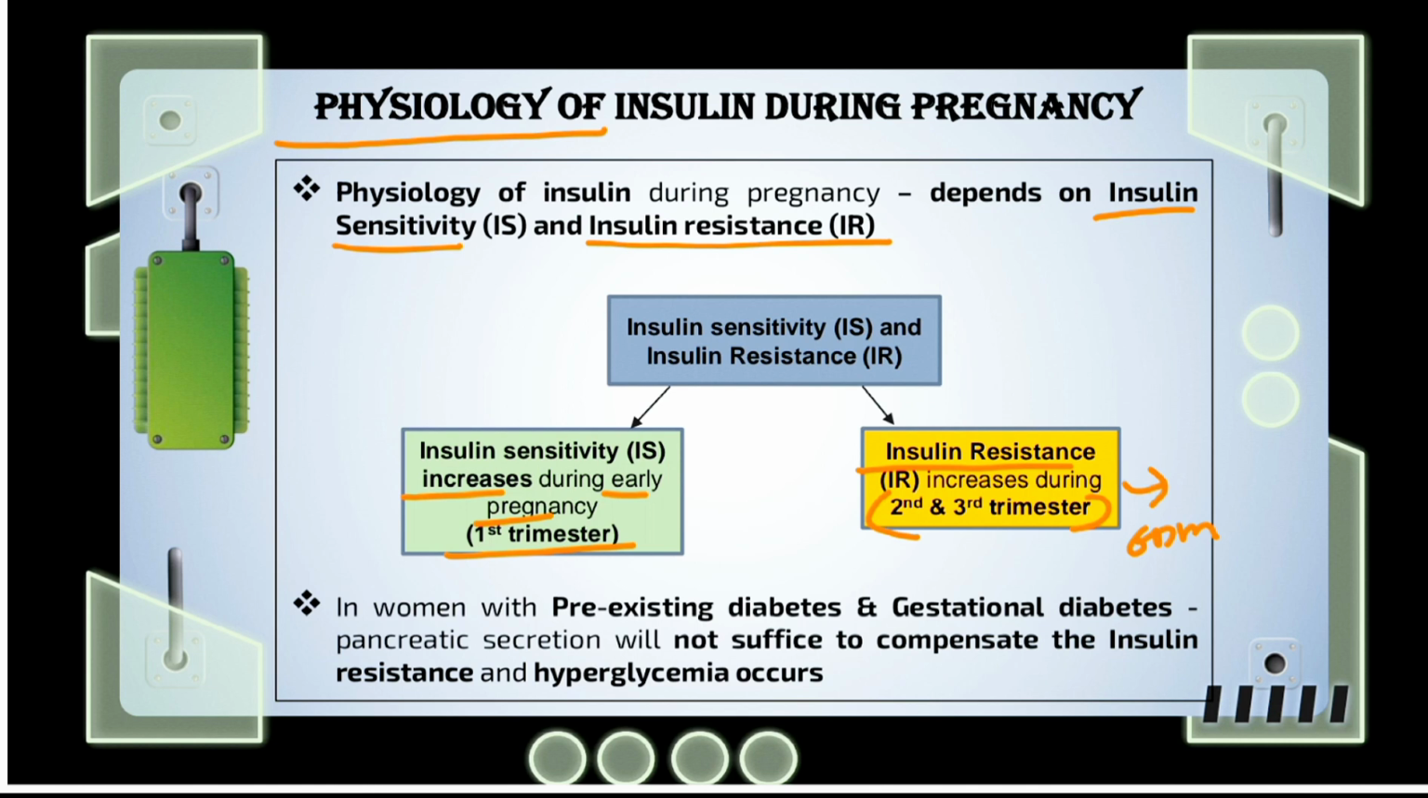It is seen that in women with pre-existing diabetes and gestational diabetes, the pancreatic secretion of insulin is not sufficient to compensate for this insulin resistance, which is common during the second and third trimester. That's why hyperglycemia, or increase in blood glucose level, takes place or is common during the second and third trimester.